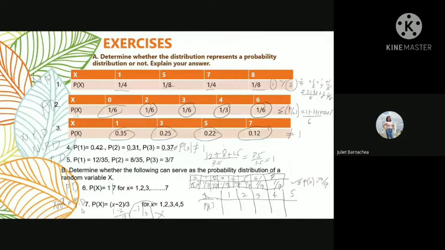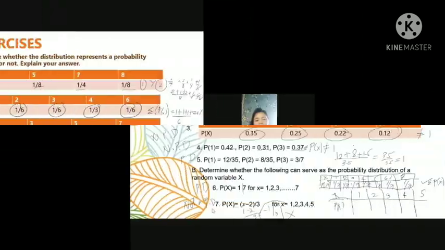Question so far? Ilan ang naka-7? Yan, si Gatorio, very good.